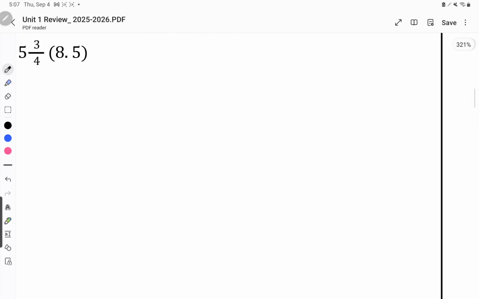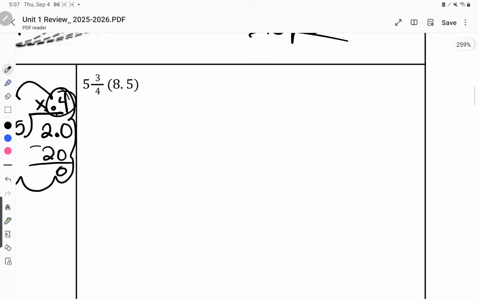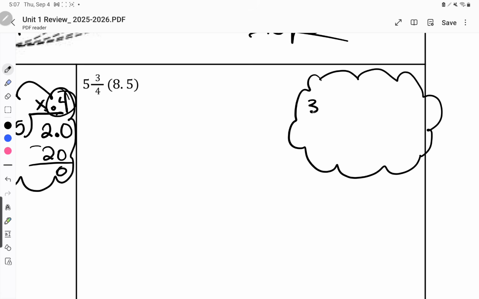Next one, same thing is happening, except this time we have 5 3/4 times 8.5. So we need to turn our fraction into a decimal, and the way that we do that is by dividing. So I would take 3/4. 3 goes on the inside because it's on top. 4 goes on the outside. 4 does not go into 3, so we add a decimal and a 0. 4 goes into 30 7 times.